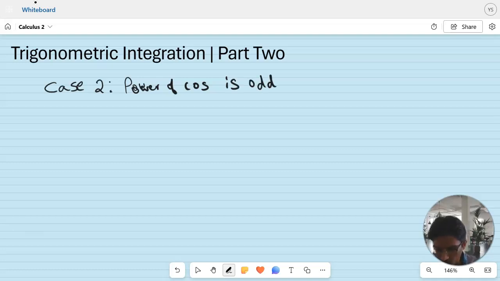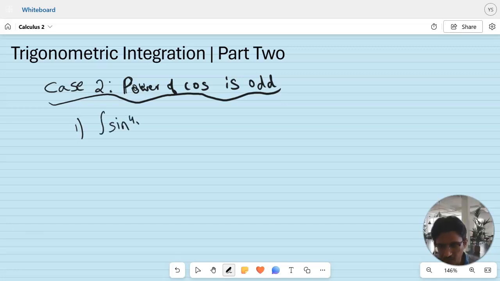So we have to remember we're going to split the cosine function. We're going to take out one factor of the cosine function, similar to what we did when the power of sine is odd. Let's have a look at an example. Let's say we're given the question sine to the power of 4 of x times cosine to the power of 3 of x dx.